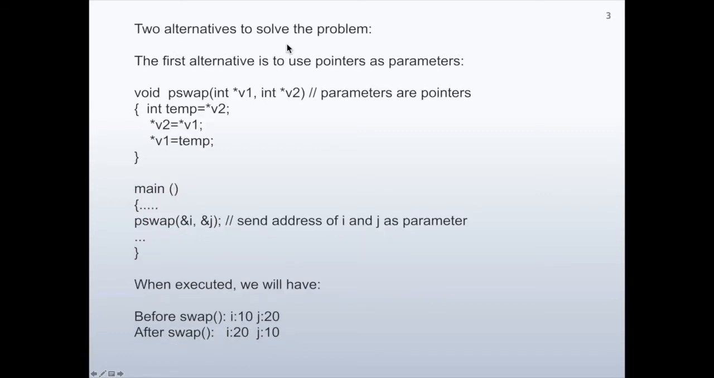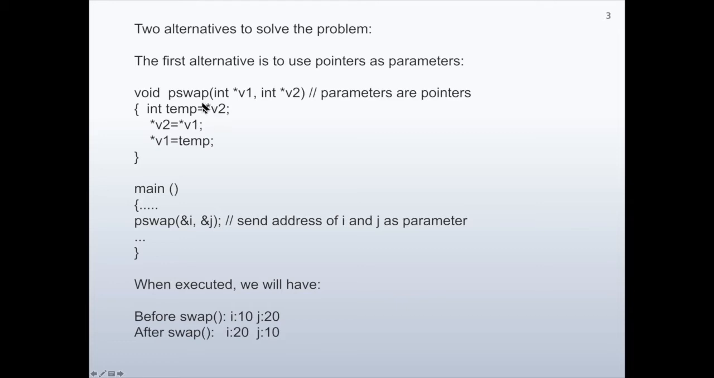There are two alternatives to solve the problem. The first alternative is to use pointers as parameters. pswap is the name of the function. Here we have two integer pointer variables, v1 and v2. This is to show that this is a pointer to an integer, and similar for v2. We are declaring a variable temp, and it is initialized by the value pointed by the pointer v2. Here in the declaration, this star means pointer.